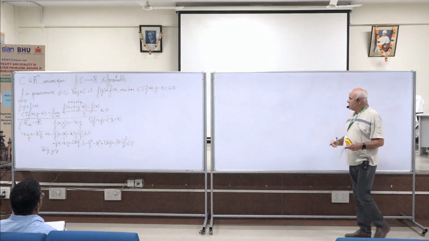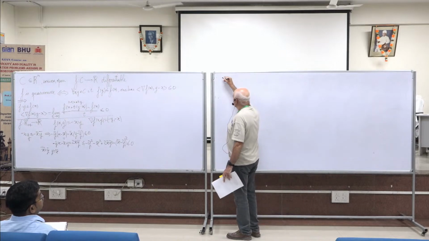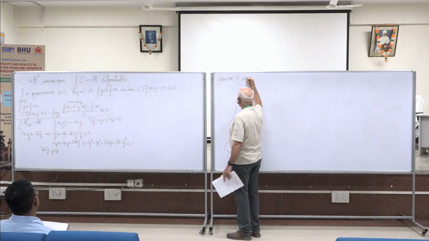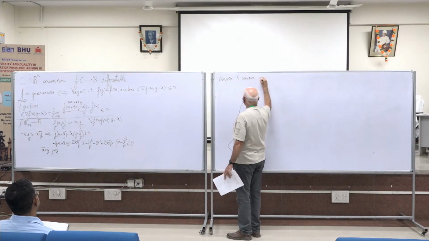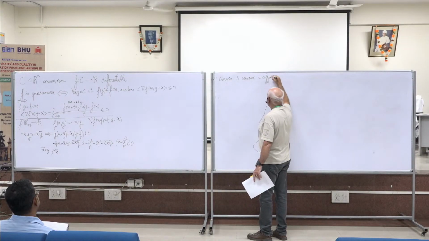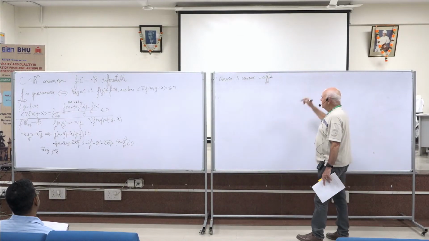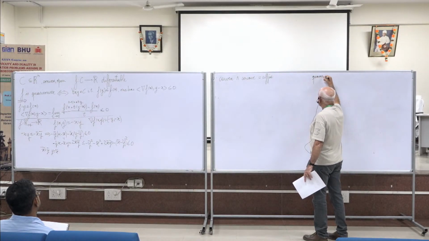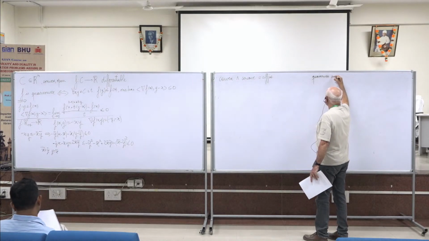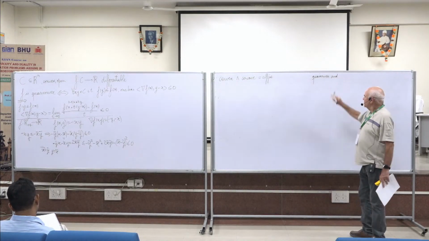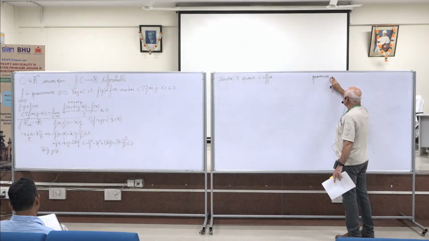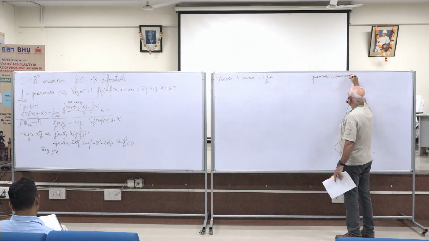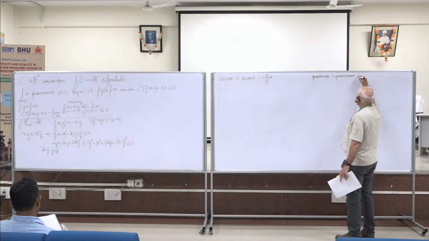We have the following situation. Convex and concave is affine. Okay? Quasi-convex and quasi-concave, we call it quasi-affine.